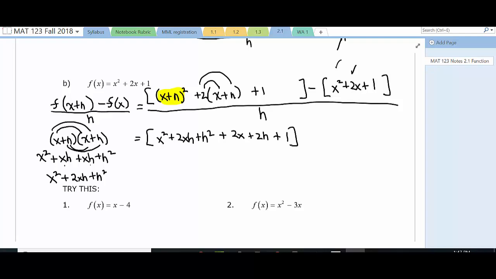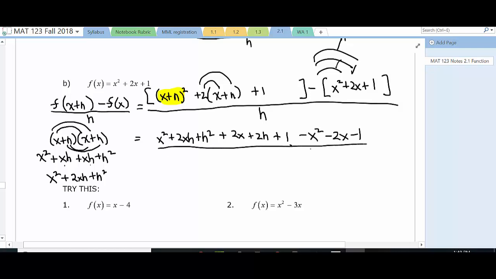Now, what does that minus do to everything here? It changes everything to minus, minus, minus, right? So we're going to take off the brackets. You don't really need the brackets anymore after you've done that, so I'm just going to take those off. Then I'm going to change those signs. So it's going to be minus x squared minus 2x minus 1, all over h. Now, do you see anything canceling in the numerator? I hope so. You always will.